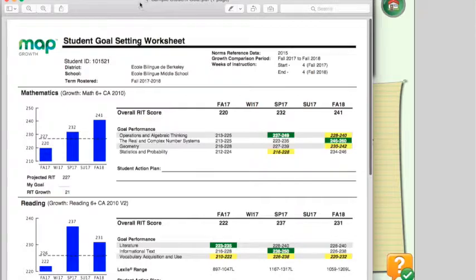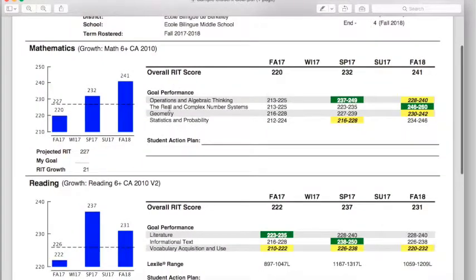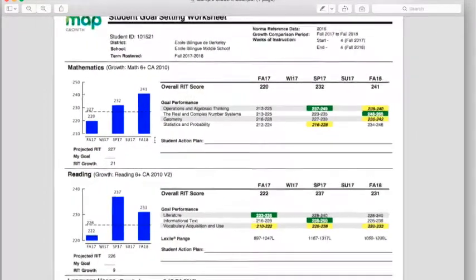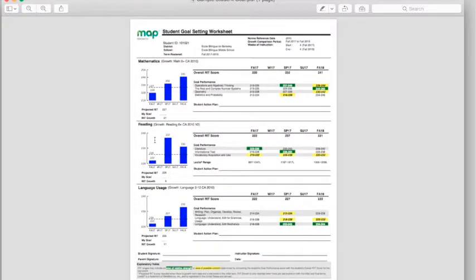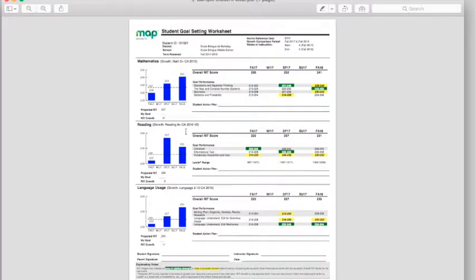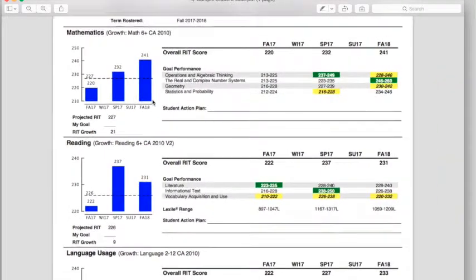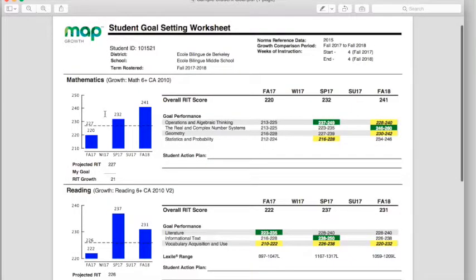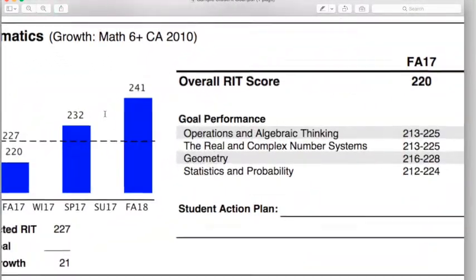Again, if you were here last year, you will recognize the layout of this. All the information that you see here has all three categories: math, reading, and language usage. Let's focus on the two different sections here and talk about what they mean.